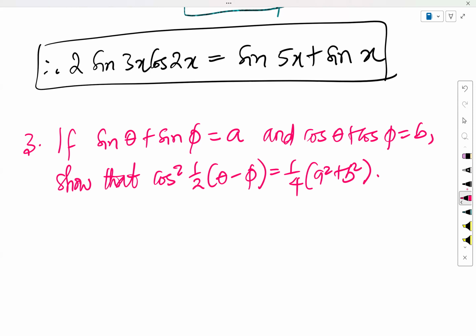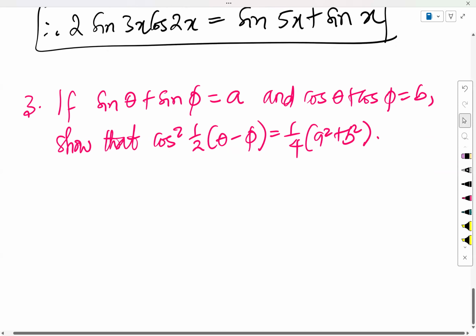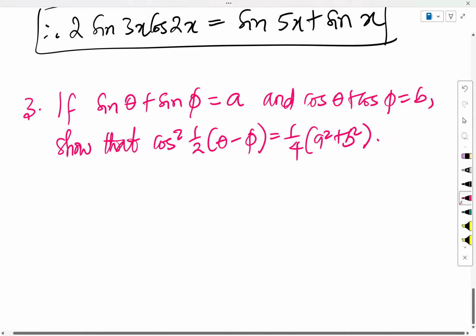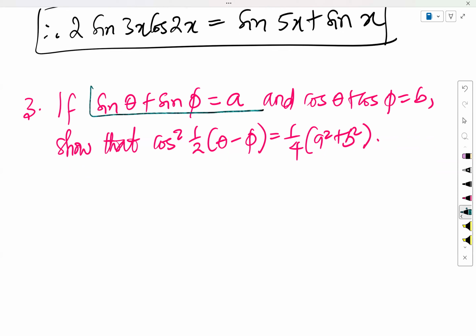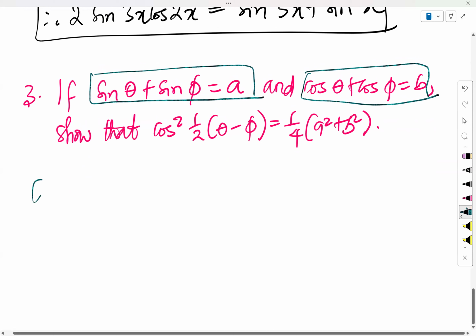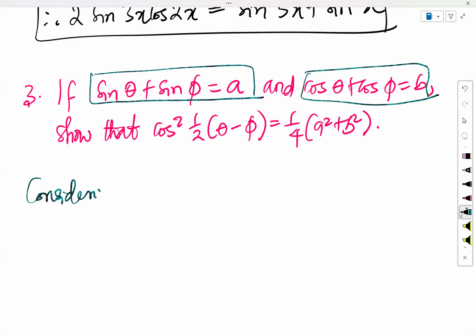Okay, so now from all of these things that we have, what exactly can we do? First thing, you can see here already, from what you have, we can pinpoint: sine theta plus sine phi is A, and cos theta plus cos phi is B. All right. So let's start. Considering sine theta plus sine phi equals A now.